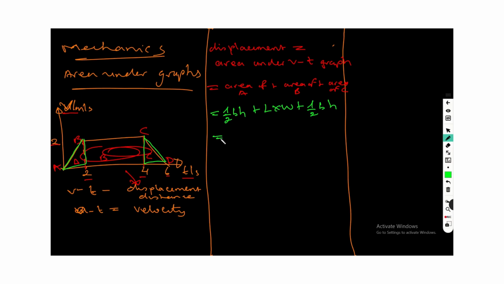Now, what will be our base? This is my base. My base will be the value from 0 to 2. What will be my height? My height will be the value from here to here, which is this number here. The same here: what will be my base? My base will be between 6 and 4. What will be my height? My height will be from here to this number.